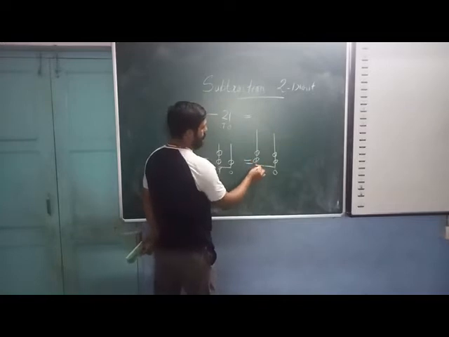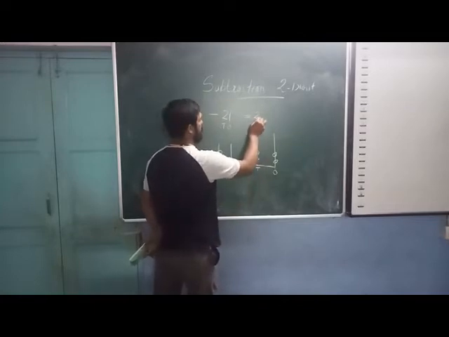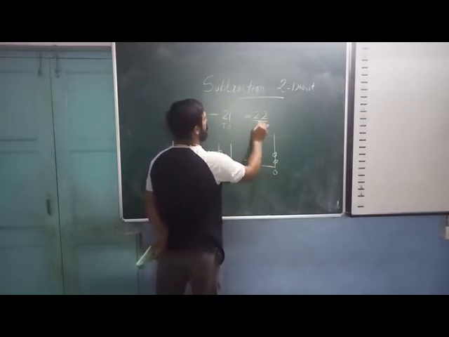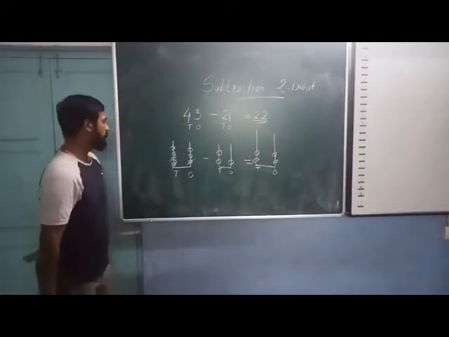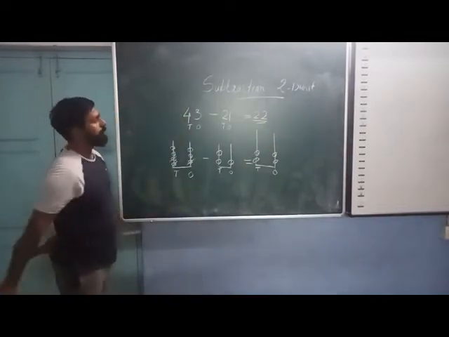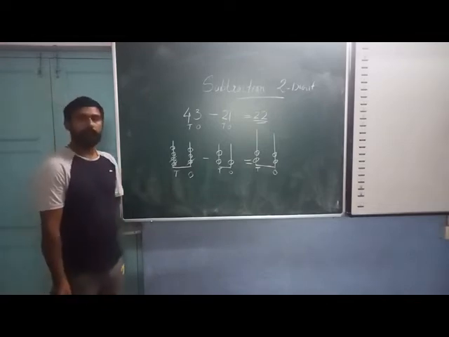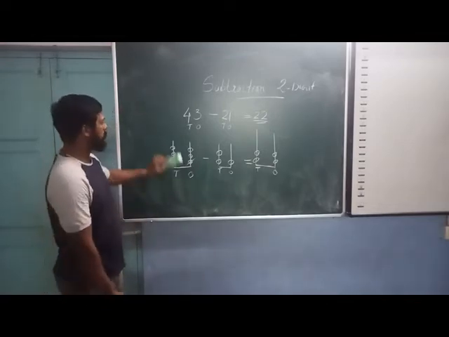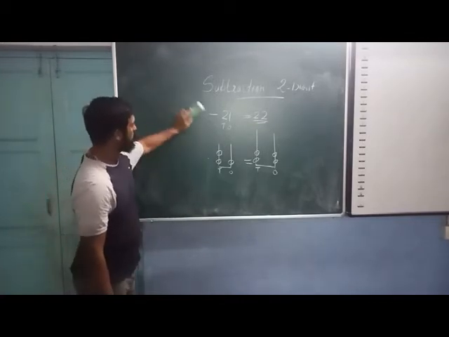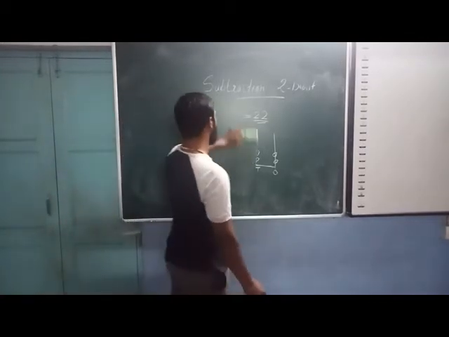So how much will be the answer? That result will be 22. So you see, 43 minus 21 will be 22. So this is how we do it on the abacus table. Now let us see how we do it according to the place value system.